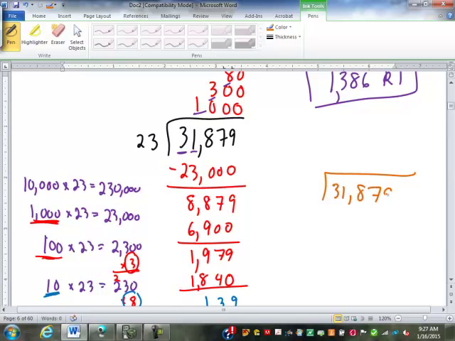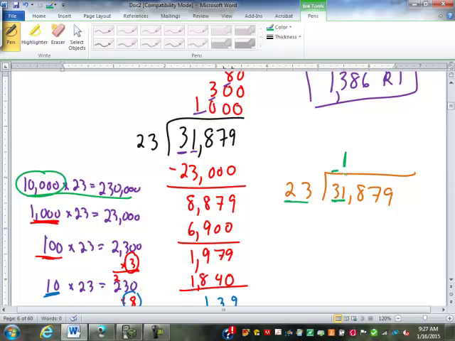Most of us were taught to do this. You start out, you take the 23. Can 23 go into 3? No, it can't. So we leave it blank there. That's the same as checking to see if we can subtract the 10,000 23s. We can't, so we moved on to the next spot. Can 23 go into 31? Yes, it can. It goes once.